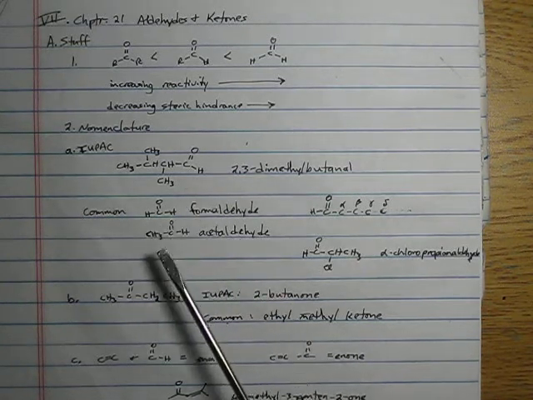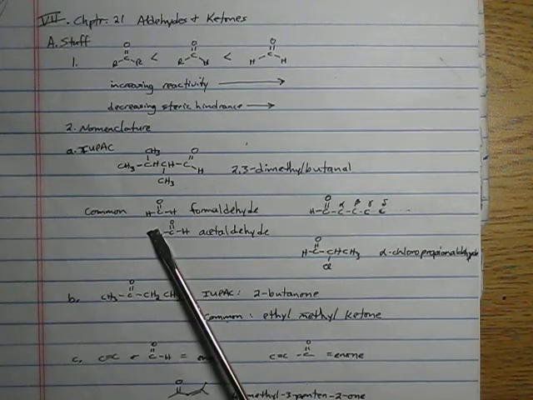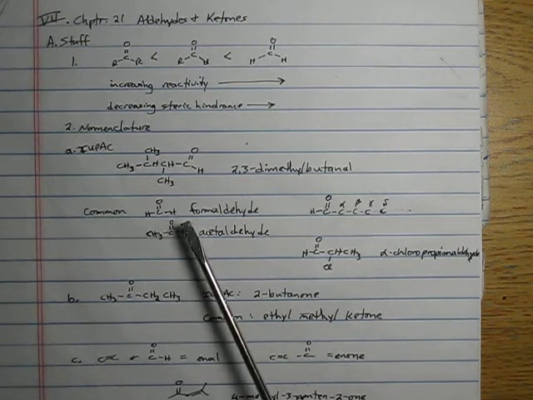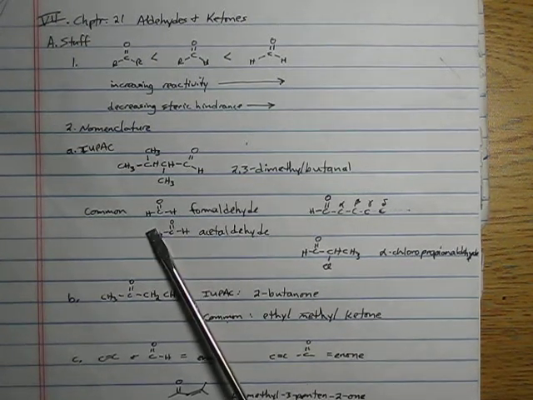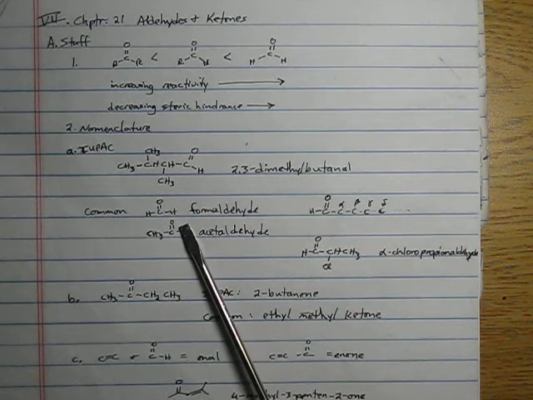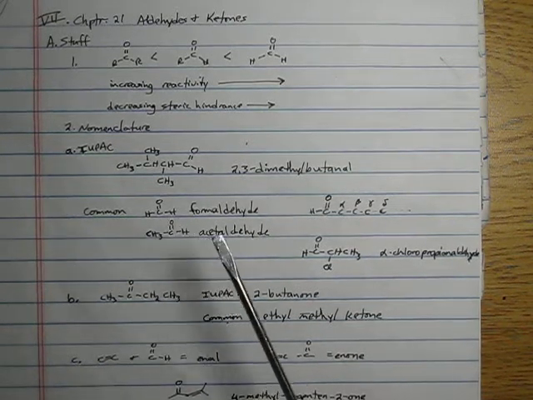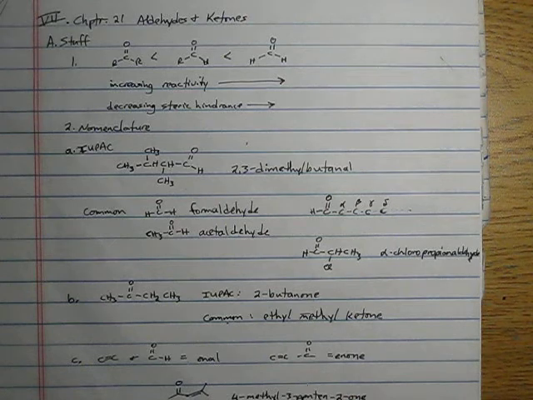Recall, if we see this, okay, C double bond OH is the acid group. C double bond OH is the aldehyde group. CH3 C double bond O is the acetyl group. This is acetaldehyde.